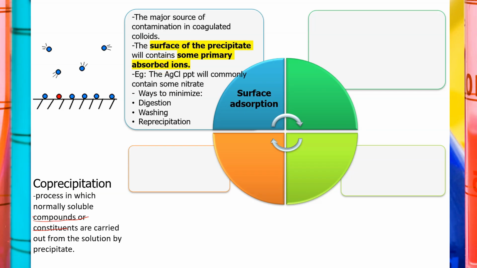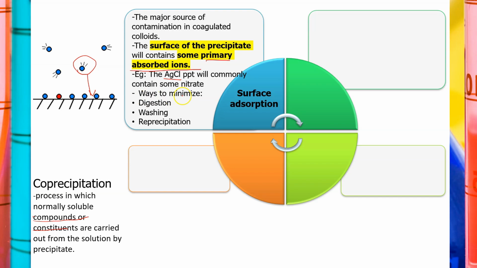The first one is surface adsorption. This process is the major source of contaminants in coagulated colloids. The surface of the precipitate will contain some primary adsorbed ions. For example, silver chloride precipitate will commonly contain some nitrate ions. Referring to this picture, the nitrate ions will stick on the surface of the silver chloride precipitate, and then be carried out from the solution together with the silver chloride precipitate.